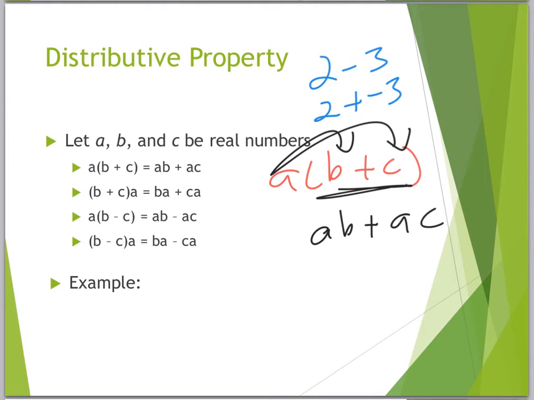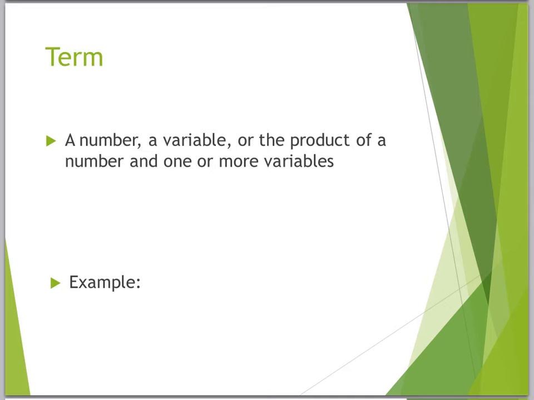So example-wise, if I said I had 3 times (A plus B), that'd be 3A plus 3B. And remember, you can't combine those into like 6AB or something weird like that. They have to be like terms in order to add them. So a term is a number, a variable, or the product of a number and one or more variables. Notice I said product, not addition, not sum, rather.